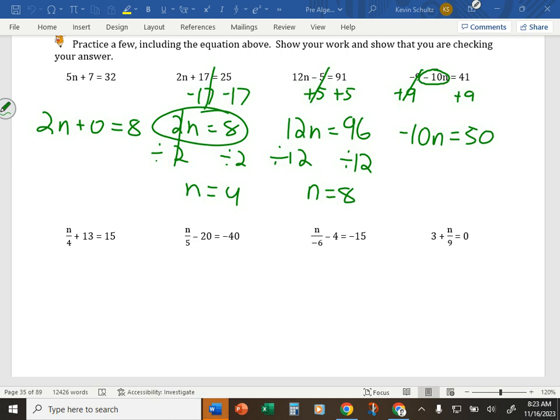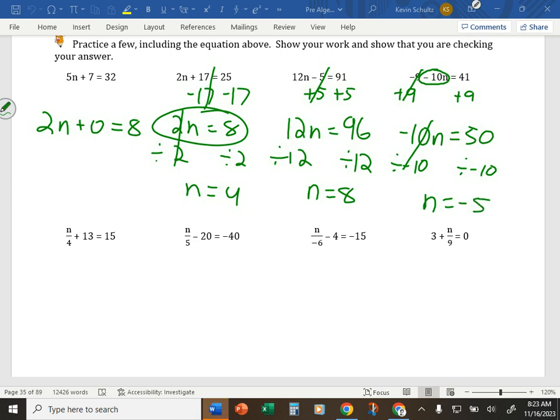Okay? And so, what are we dividing now to get n by itself? Negative 10. Okay? Good job, Matthew. Negative 10 divided by negative 10 is 1, or 1n, and n is by itself. And 50 divided by negative 10 is a negative 5.